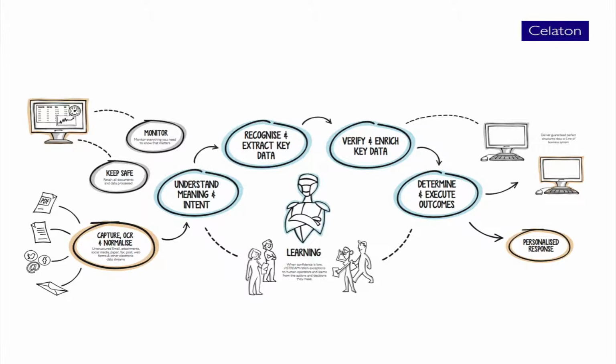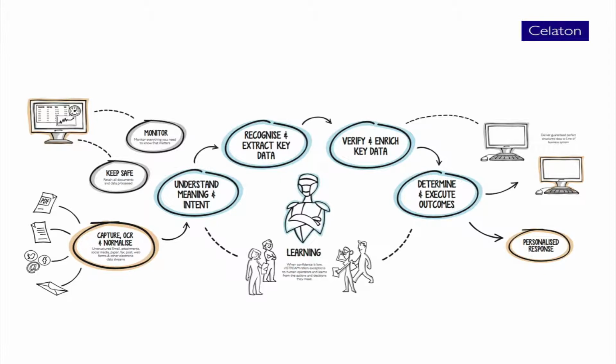The second step, once that is understood, is to recognize and extract key data from within that content, wherever it may be. And this data is essential for the rest of the process. From here on, once we've extracted that data, we're working with structured information. So we can do many things with it, including verifying and enriching it with other sources of information, and then uploading it to other line of business systems to continue that process.